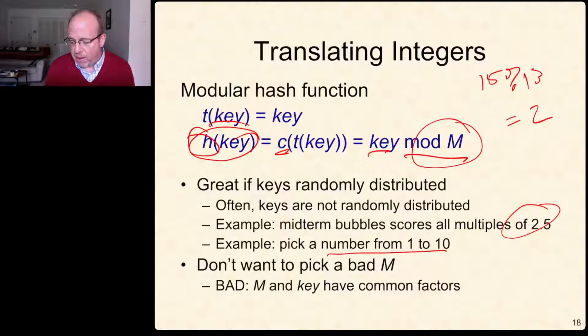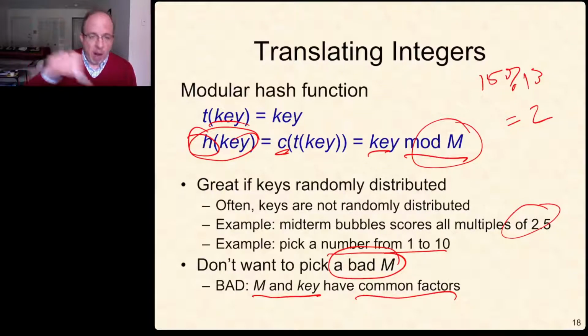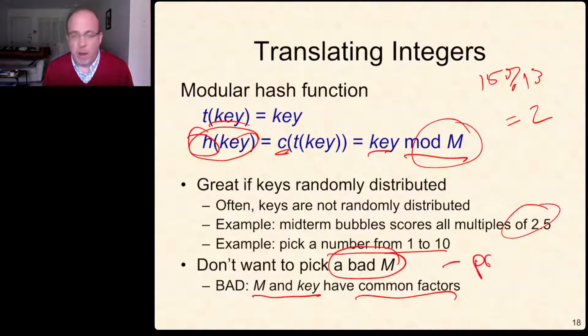The other trick to this is that you want to pick a really good value for M. In particular, you don't want M and the keys to often have common factors, because then they'll often end up in the same place in the ring for modular arithmetic. So one easy way to pick a good M is to make sure that it's prime. Prime numbers don't have common factors with anything else unless they're multiples of that prime number. So that's usually a pretty good choice.